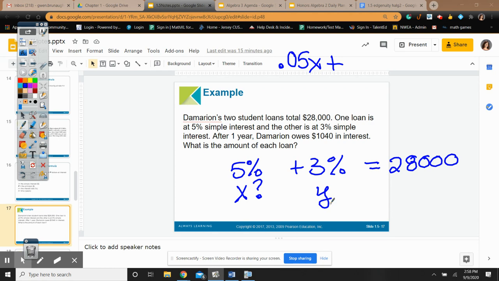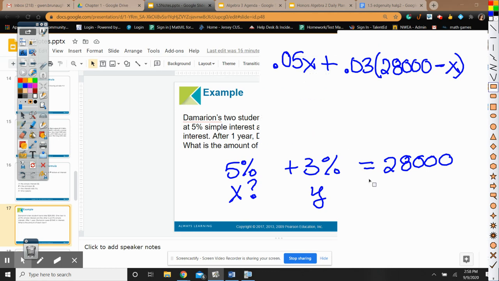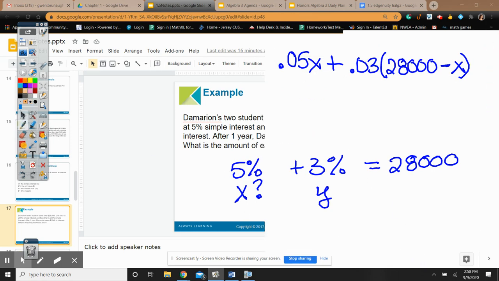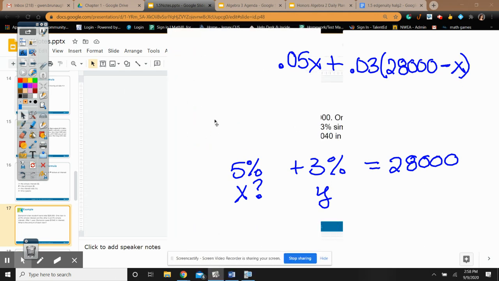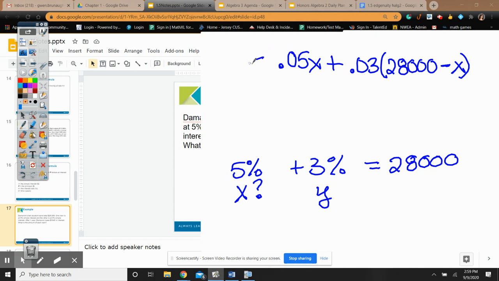I want to just say X still, but if I have X here, it doesn't mean that it's split down the middle. Instead you have 0.03, that's the interest, but you have 28,000 minus however much you put at the 5%. If you put it together, you get the interest that they talked about, which is 1,040. This is going to equal 1,040. If I can solve this, I'll be able to figure out how much I had in each account.